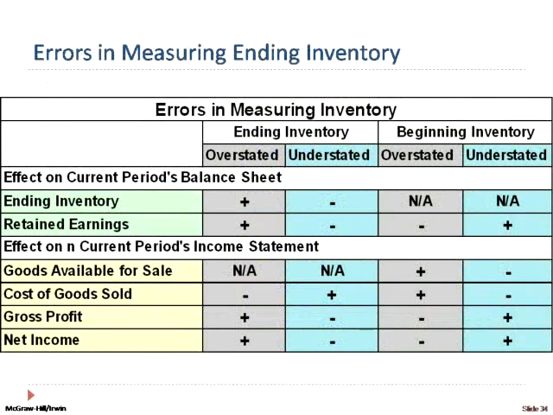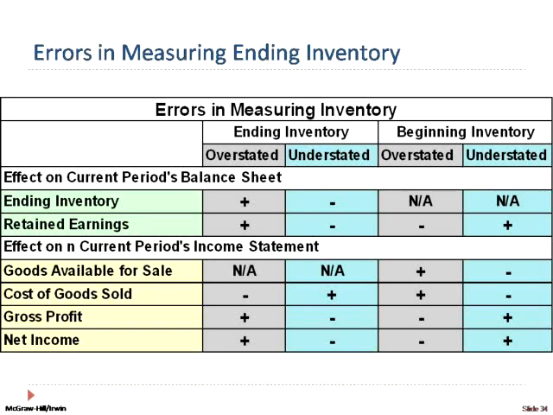Take a few minutes and review this chart. It shows the impact of inventory errors on the balance sheet and income statement. For example, if ending inventory is understated, assets on the balance sheet will be understated due to the understatement of the ending inventory balance. On the income statement, cost of goods sold will be overstated, and gross profit will be understated, which will result in an understatement of net income.